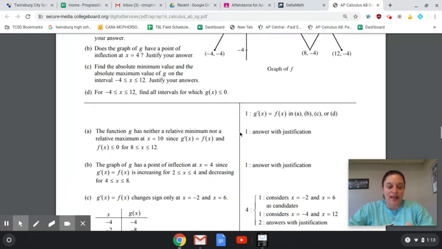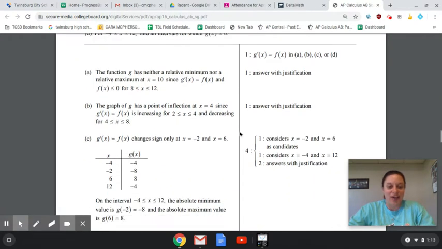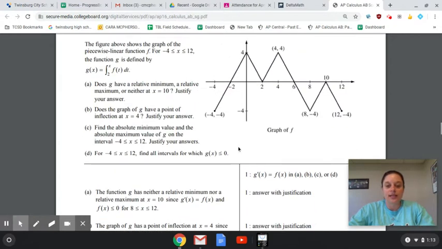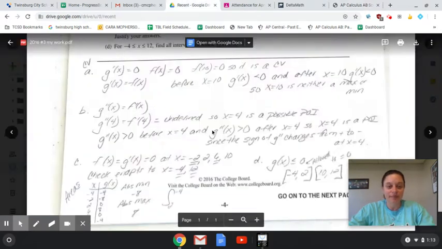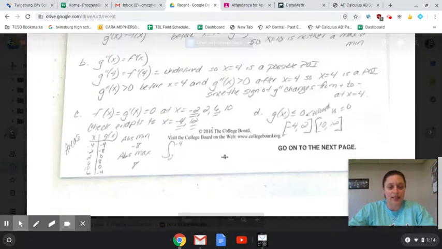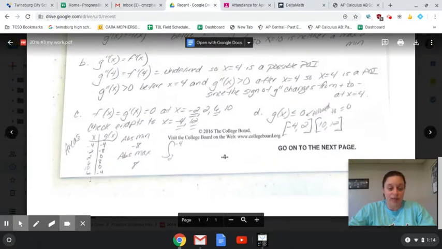So what they said, and I'll show you mine and how mine got really long, is that your derivative, your g prime, will only change signs at -2 and at 6. Because at -2, it goes from below to above, and at 6, it goes from above to below. So they considered those as the only potential minimums and maximums, and then they considered the endpoints, the -4 and the 12. What I did, I still think I get full credit, I just spent a long time, is I looked at every place where that derivative equaled 0.